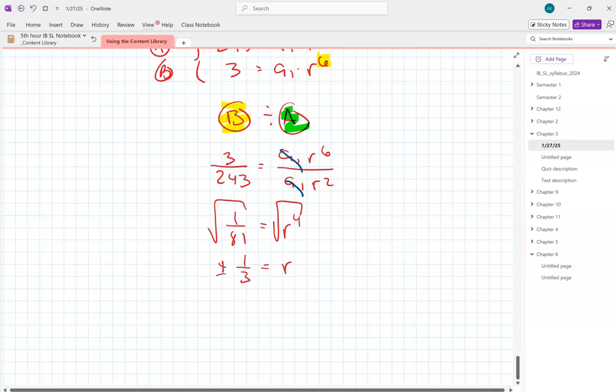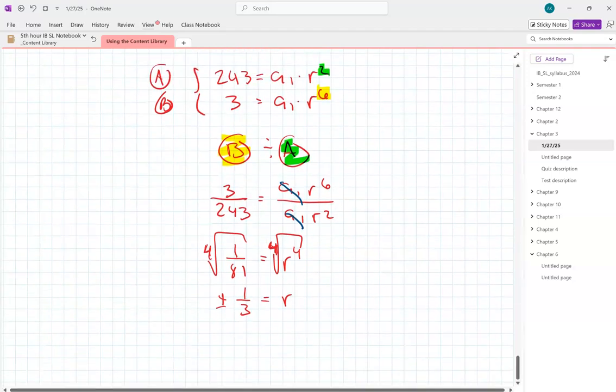Why did I pick up a plus or minus? Because the root was an even root, right? Cube roots, 5th roots, you don't need a plus or minus. Square roots, 4th roots, 6th roots, you do.